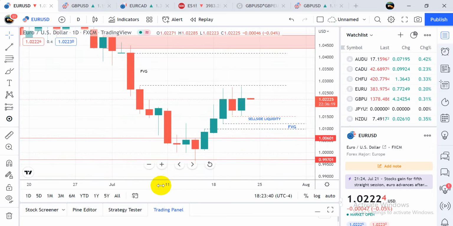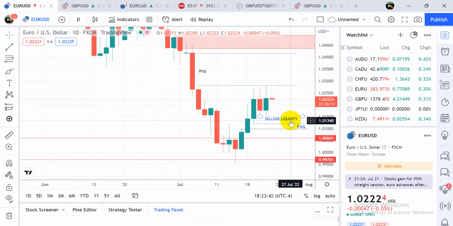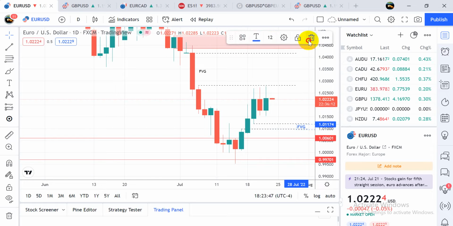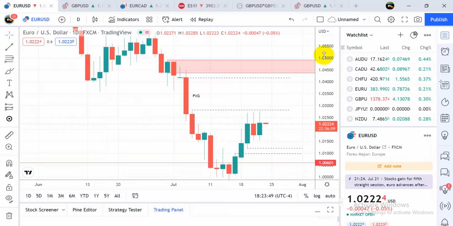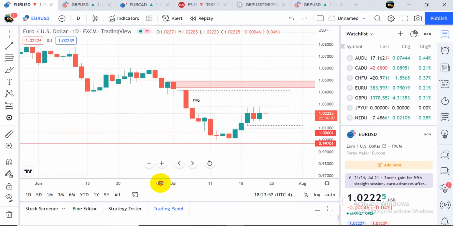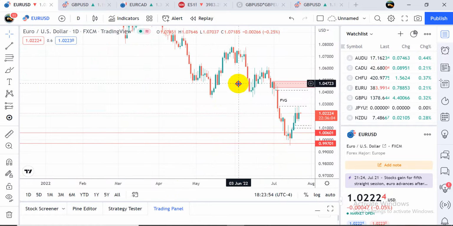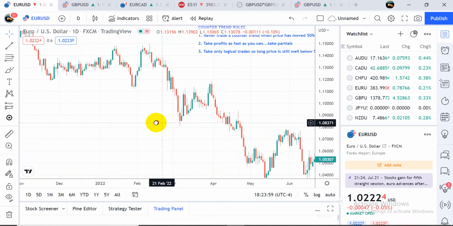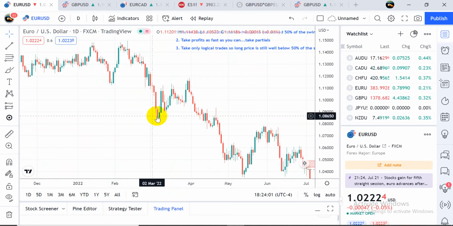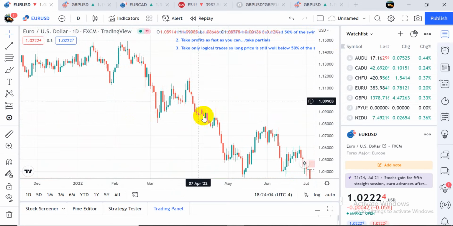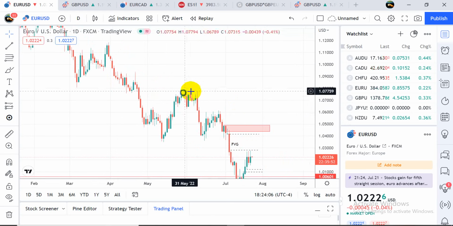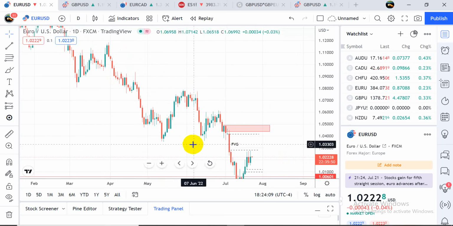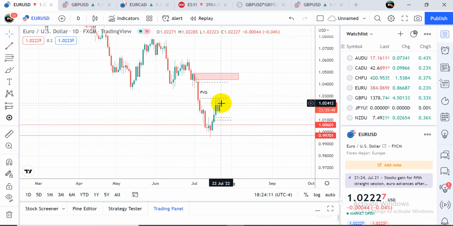Okay, I need to point your attention to something here. Let me take all this off. Okay, so we know that the path of least resistance is to the downside in Euro USD because you can see that price has been moving down, and every pullback we have, you understand? It's an opportunity to keep on selling. Every pullback is an opportunity to keep on selling. And now we have an opportunity again, and this opportunity is a very, very big one.